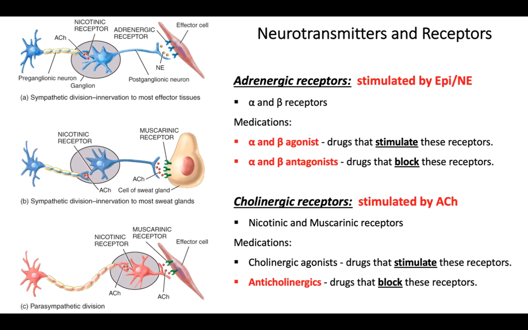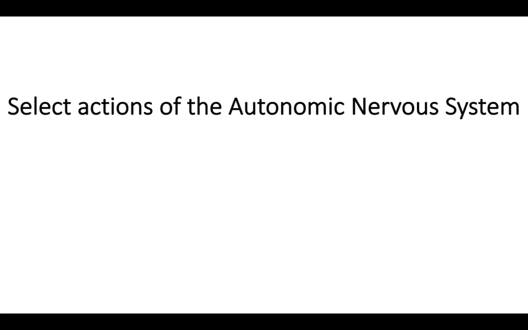So now we know a little bit about the receptors and some of the terminology. The rest of this PowerPoint is all about looking at specific organs and learning what the sympathetic division does to that organ. Again, that would be during fight or flight or an E situation. And then what does parasympathetic do to that organ? That would be more during a rest situation.